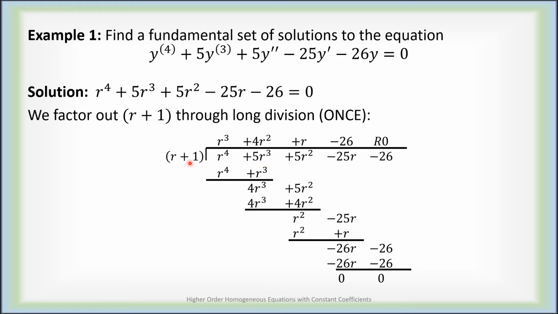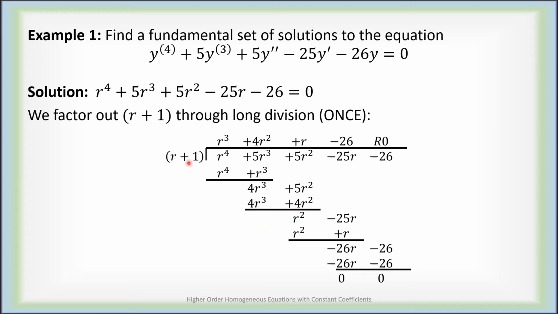What do I need to multiply this by to cancel out 4r cubed? Well, I need to multiply by 4r squared. When I do, I get 4r cubed plus 4r squared. I subtract that. This cancels here, 4r cubed minus 4r cubed. That was the point of multiplying by 4r squared. 5r squared minus 4r squared gives me r squared.